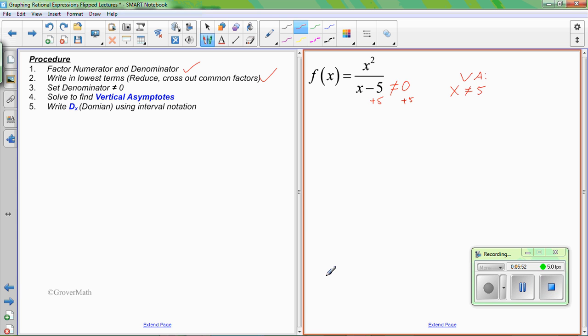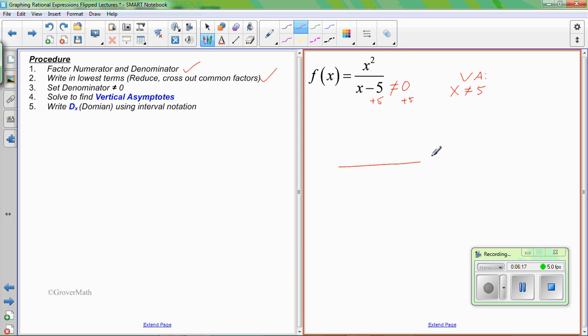Now, steps 1 and 2 didn't really matter here because it was not factorable and written in lowest terms, but that's basic factoring that you guys can do. Step 3 and 4 is find out what's going to make the bottom undefined. Find out what's going to make the bottom 0 and write it as x cannot equal that. Because x cannot equal 5. If x was 5, this would be 0 and the whole thing would be undefined. So that is a vertical asymptote.